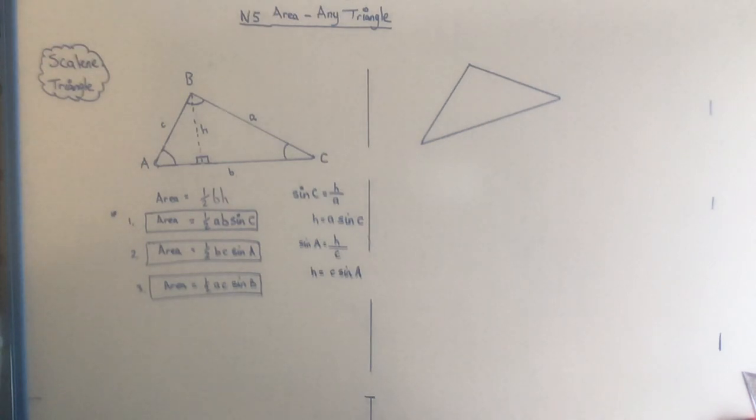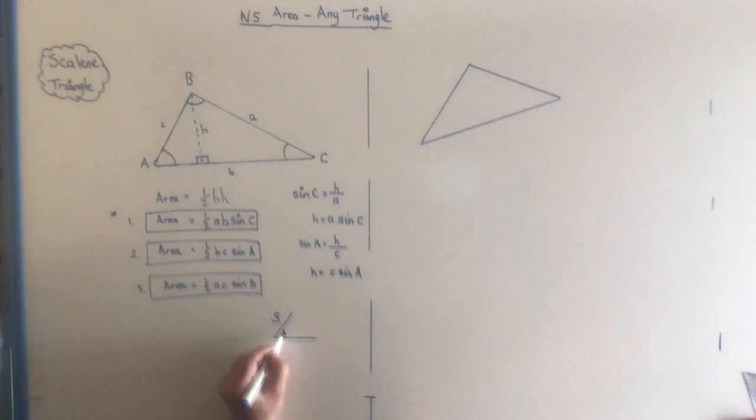Now, the way I like to remember it is I use SAS. Now, SAS is going to be very useful for you when it comes to the cosine rule, which you'll do later on. So SAS, but what do I mean by that?